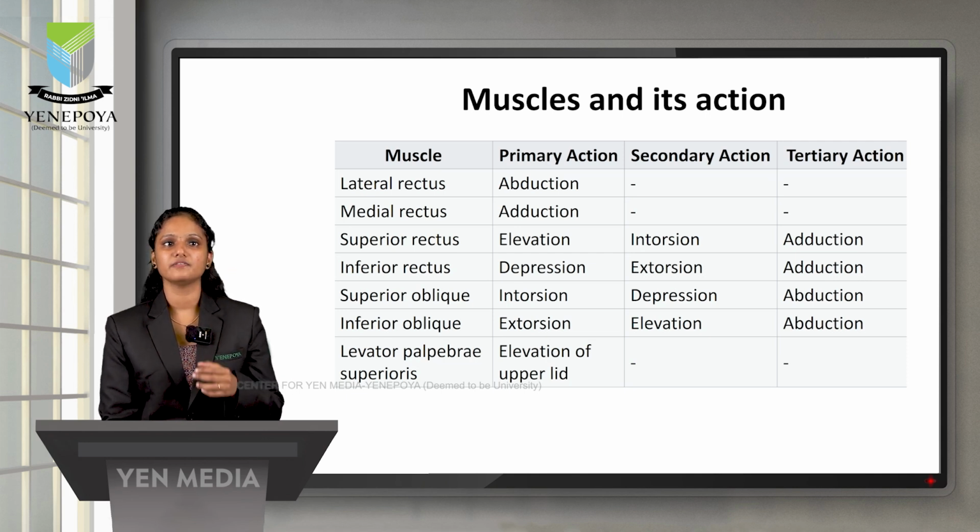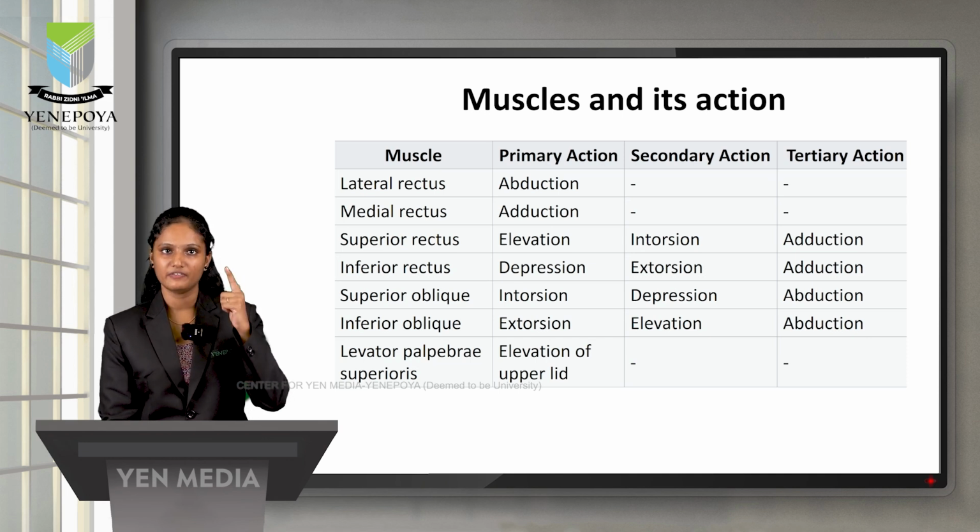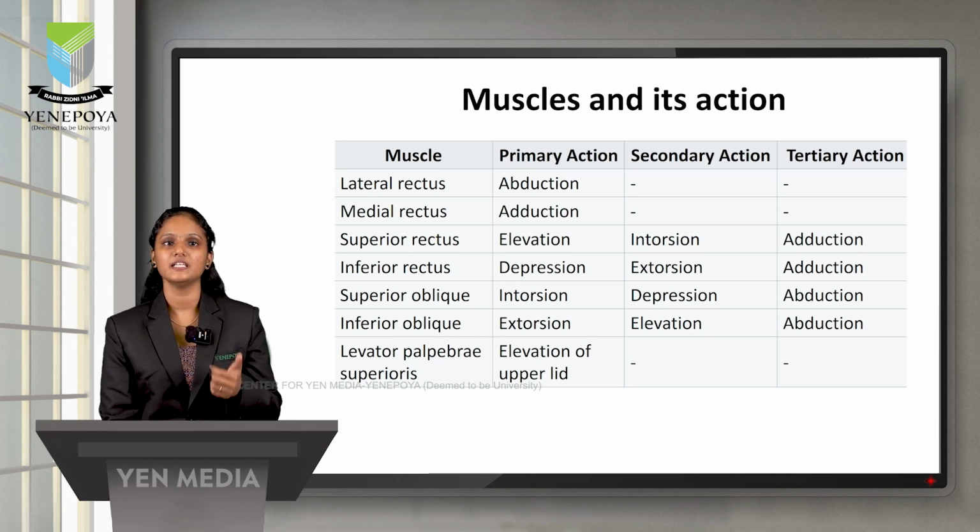the superior rectus, which is present on the upper side of the eyeball, will help in elevation, and the inferior rectus, which is situated on the downside, will help in depression. And the two oblique muscles, the superior oblique muscle and the inferior oblique muscle, will help in intorsion and extorsion. And we have a muscle in the upper eyelid, the levator palpebrae superioris muscle, that will help in the elevation of the upper eyelid.